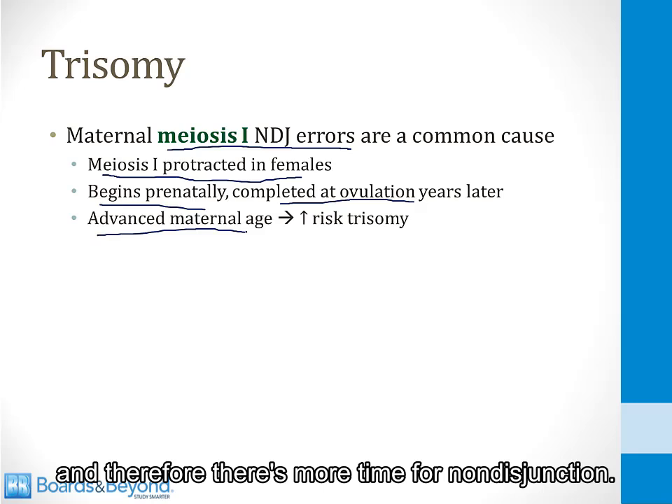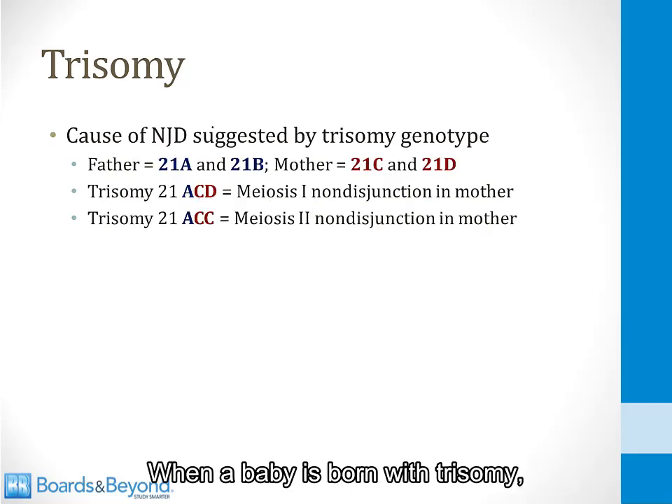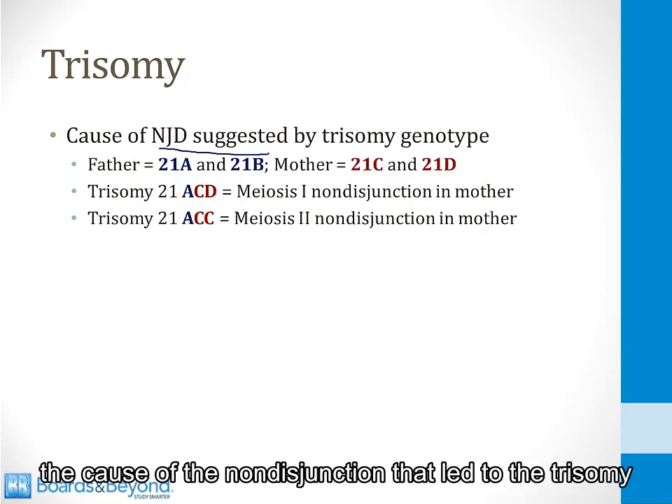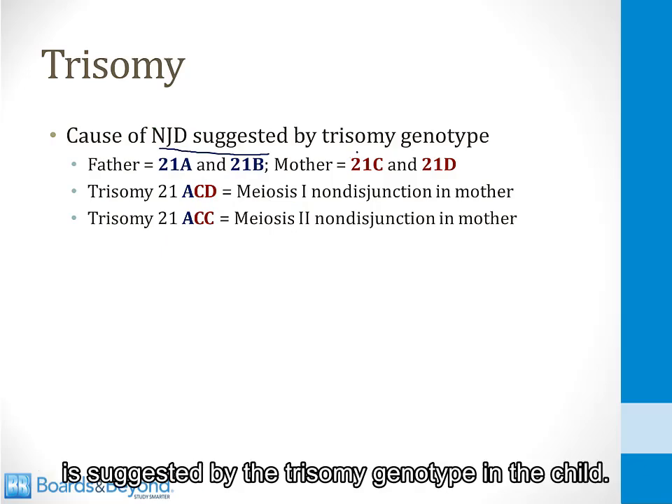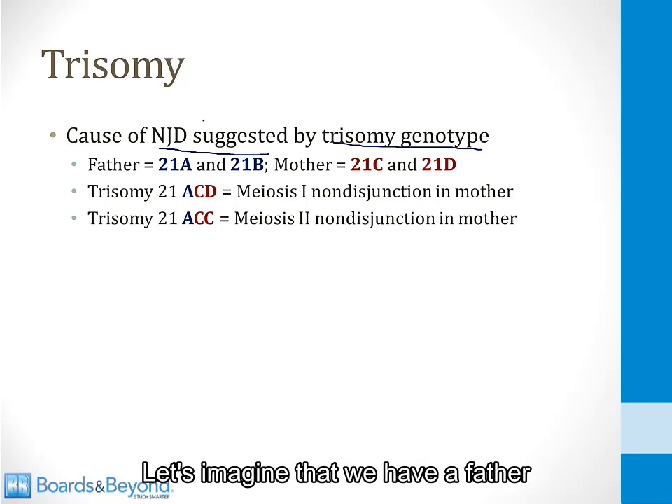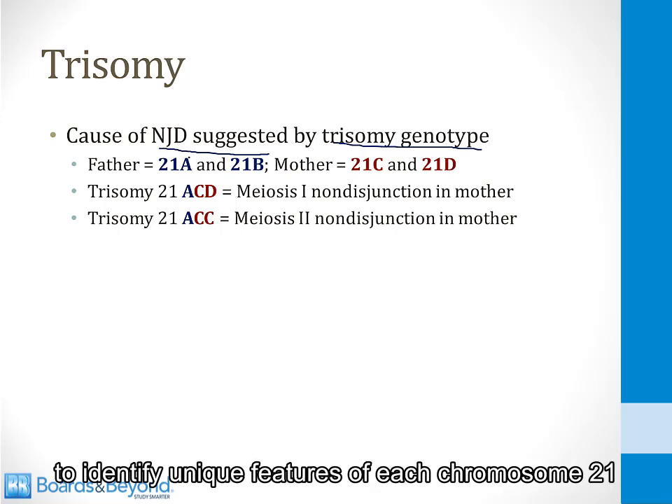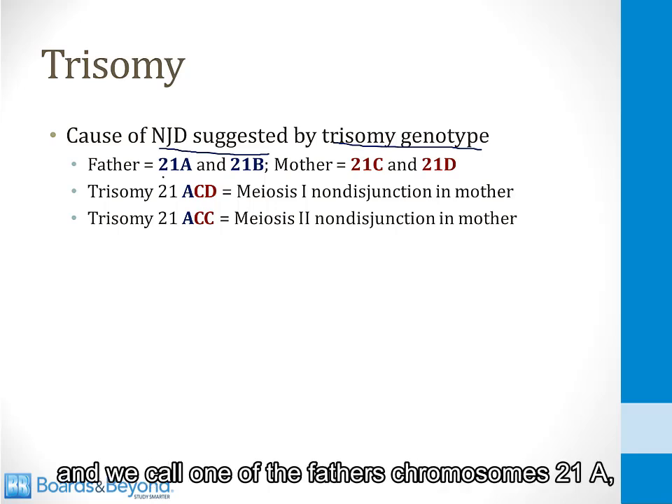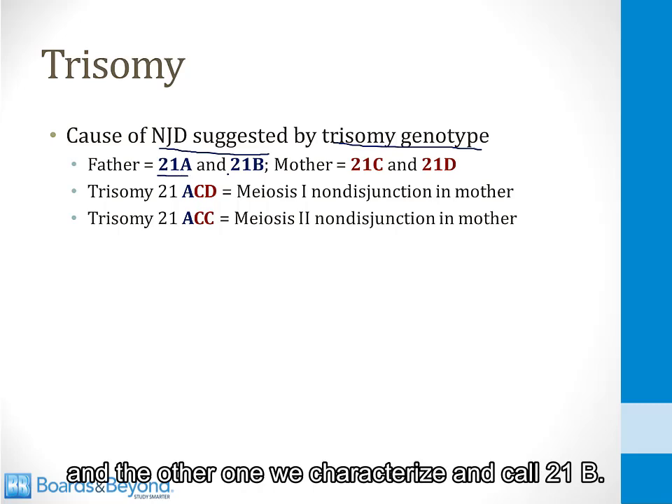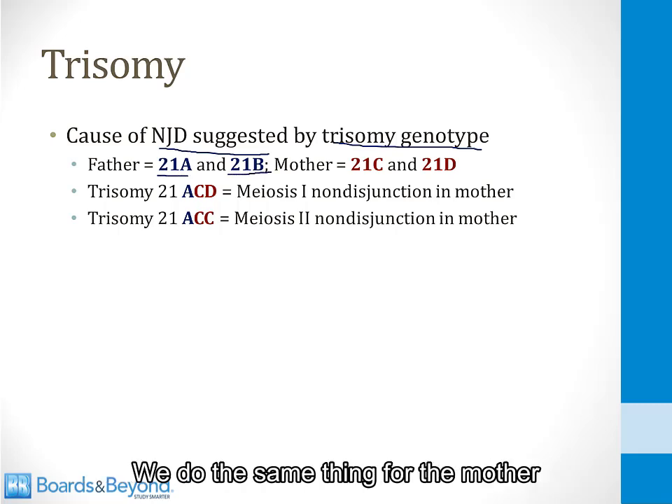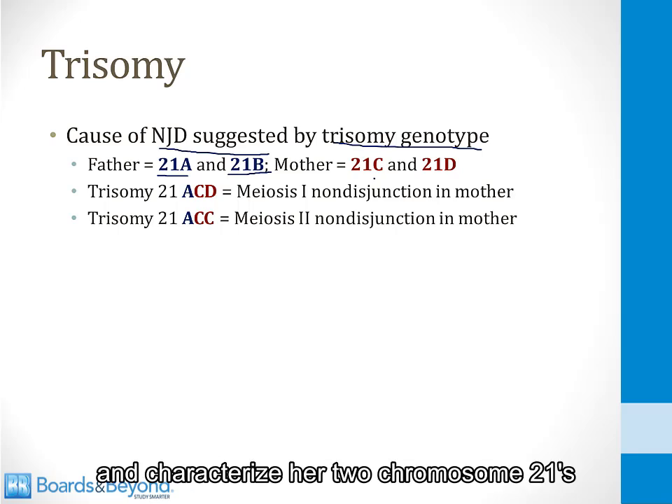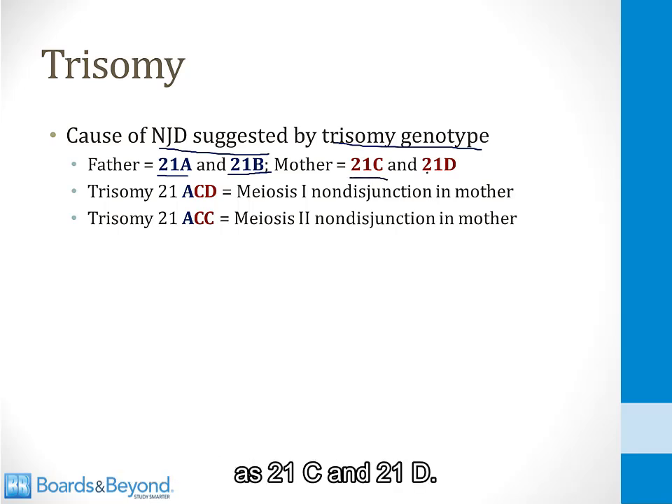When a baby is born with trisomy, the cause of the non-disjunction that led to the trisomy is suggested by the trisomy genotype in the child. To understand this, let's imagine that we have a father with two copies of chromosome 21, and we use genetic techniques to identify unique features of each chromosome 21. We call one of the father's chromosomes 21A, and the other one we characterize and call 21B. We do the same thing for the mother and characterize her two chromosome 21s as 21C and 21D.